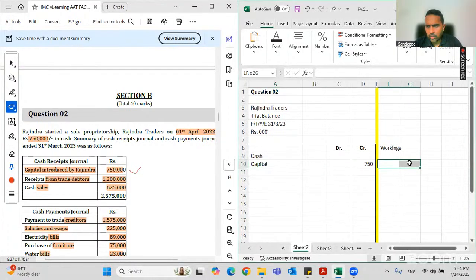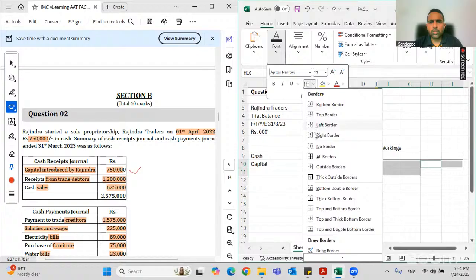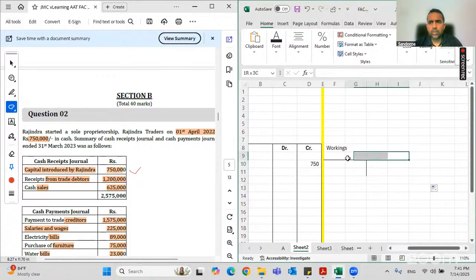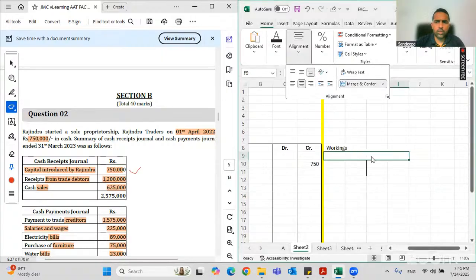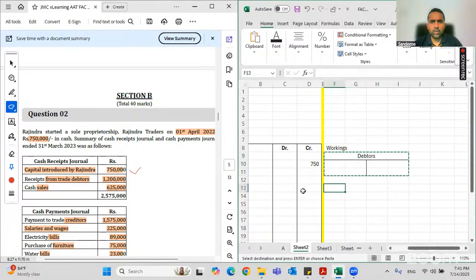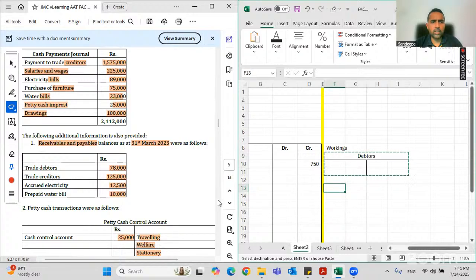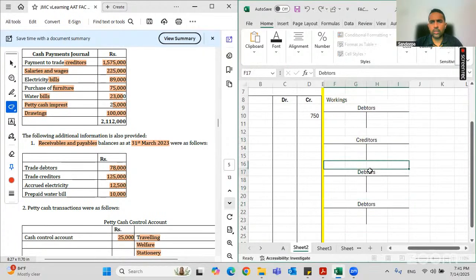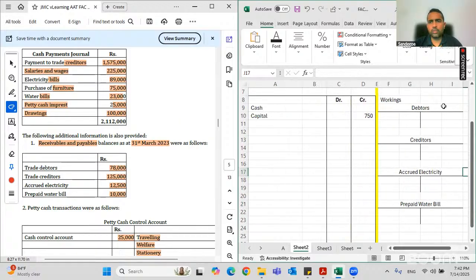So I need to open up the debtors account. We need to open up basically 4 T accounts: debtors, creditors, accrued electricity, and prepaid water bill. How do we know how many T accounts to open? It's basically the number of items in the adjustments, the receivable and payable balances. For those you need to prepare T accounts.